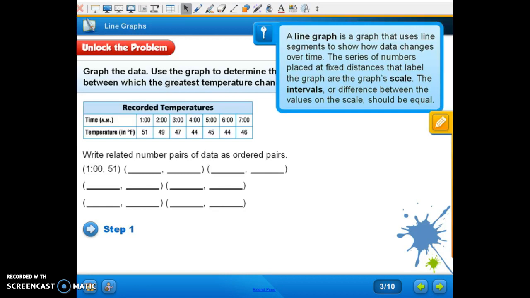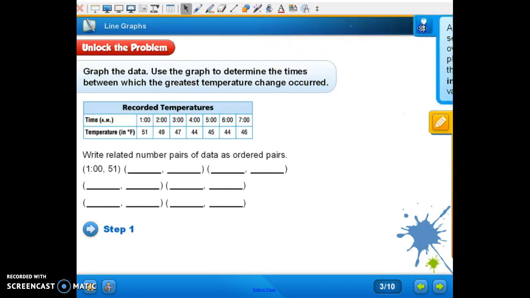So if you have 10, 20, 30, 40 up the side, what's your interval? What's between 10 and 20? 10 points, right? Or 10 spaces. So the intervals or difference between the values on the scale should be equal. So we wouldn't have a graph that said 5, 10, 20, 40, 80. It should stay even. If we're going by fives, then we're going to go by fives all the way up. Okay?